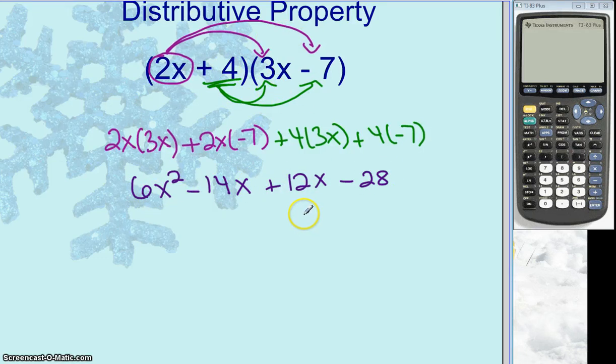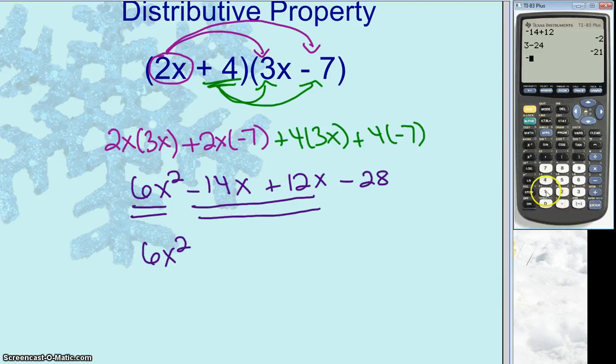question. Once you get everything multiplied, you need to look at your answer to see if there are any like terms. Now a lot of the times your like terms will be next to each other with distributive property, but you still need to watch for them, as that doesn't always happen. 6x squared does not have a like term, so it's going to carry down. Negative 14 plus 12. If you need your calculator, feel free to type that in. Negative 14 plus 12 is negative 2.